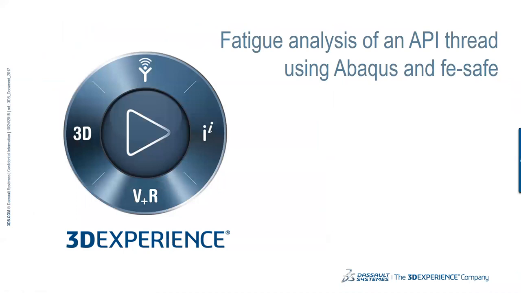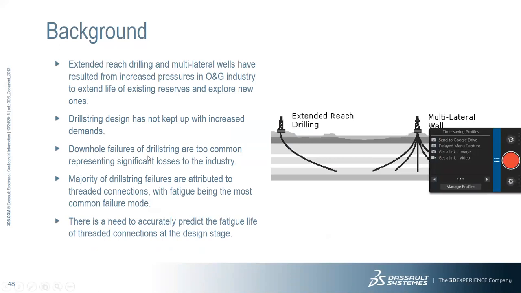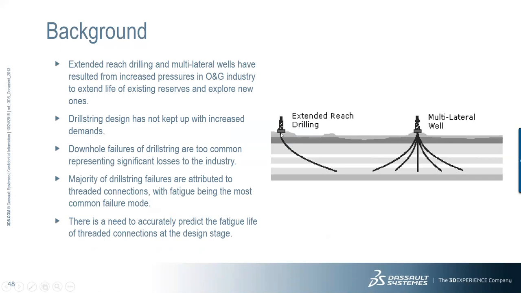So this is another workflow, which is the fatigue analysis of an API thread using Abaqus and FE-SAFE. As you all are from the oil and gas industry, you might know that extended reach drilling as well as multilateral wells have threads built in there, and there can be a failure of these particular threads. Because of the fatigue failure, the researchers as well as the people from the company want to know what the fatigue life of these threads is and how they can improve it. Yeah. So that's the major focus of this particular task.